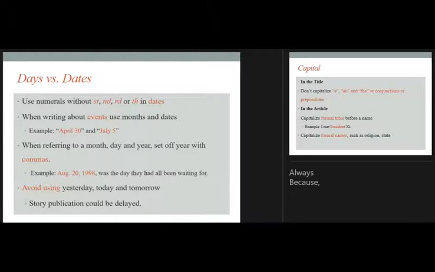Usually, always use numerals without st, nd, rd, or th in days. And when writing about events, use months and date, like April 30 and July 5. When referring to a month, date and year, set off the year with commas. For example, August 20, 1998, was the day they had all been waiting for. And avoid using yesterday, today, and tomorrow in writing because the story publication could be delayed.